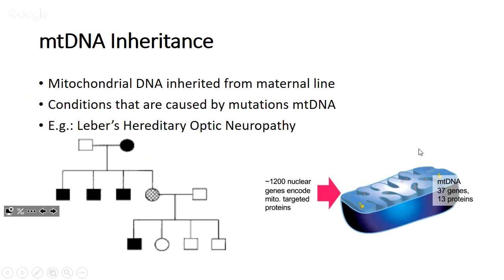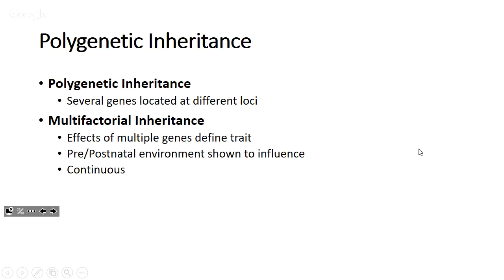And then you've got mitochondrial DNA. Now, mitochondrial DNA is passed down only through the maternal line. So everybody gets their mitochondrial DNA from their mother, and their mother got it from the grandmother, et cetera, et cetera, et cetera. And there are a couple of conditions that are due to mitochondrial DNA, such as LHON, but that's not particularly important. It's just an example. And now we get stuck into the more complicated stuff, polygenetic inheritance.